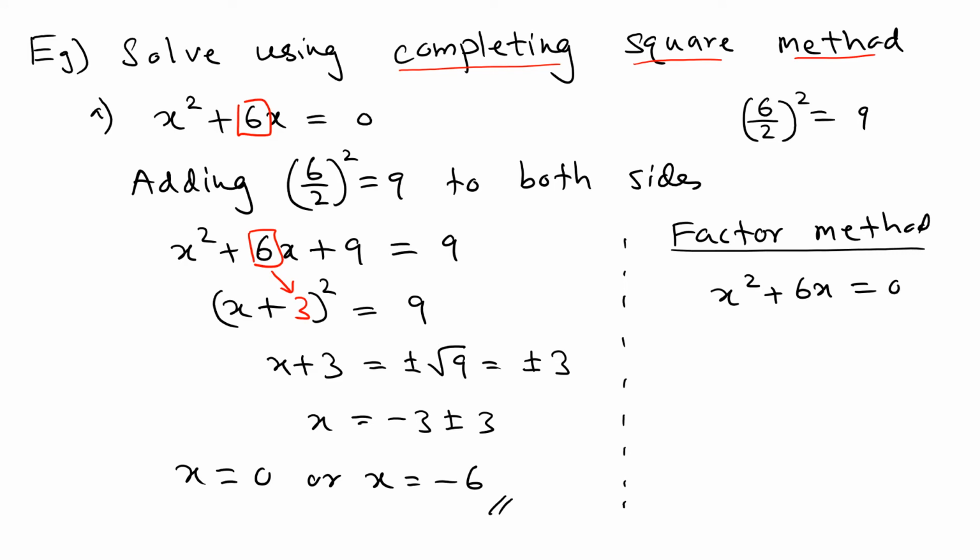So you can see x is a common factor. We're going to take it out. So you can see x plus 6 equals 0. This one you can write as x minus 0. It's an exaggeration. And x plus 6 equals 0.